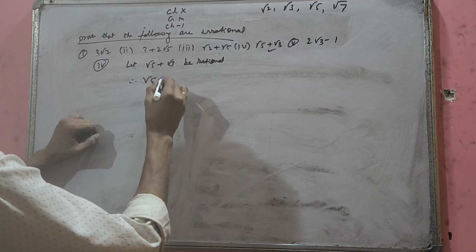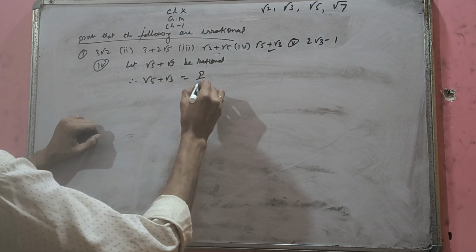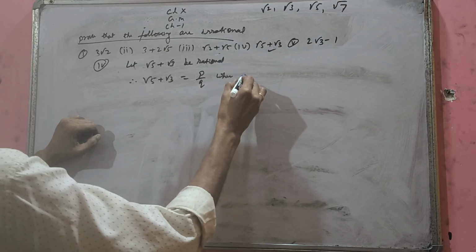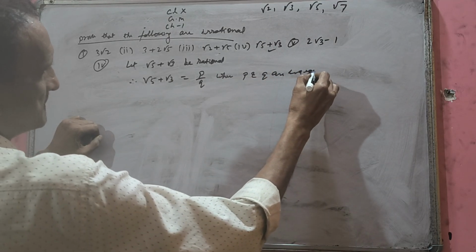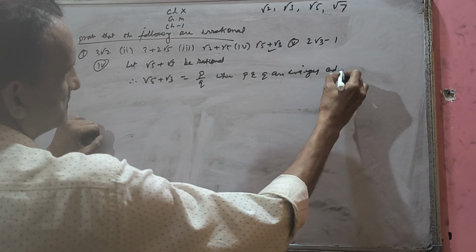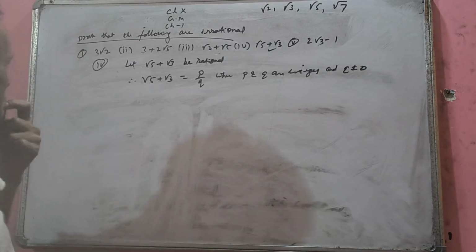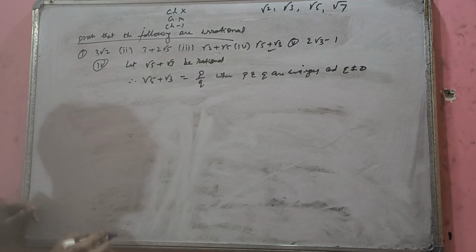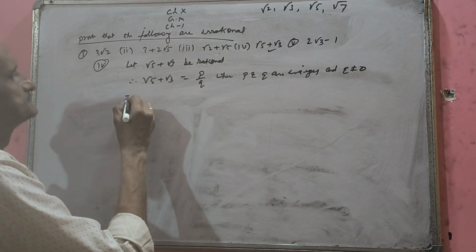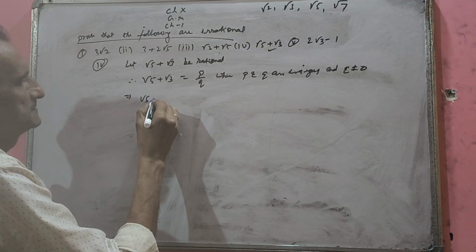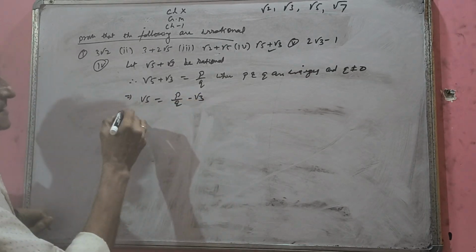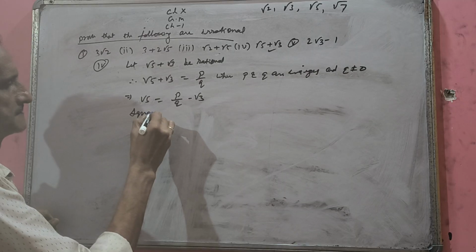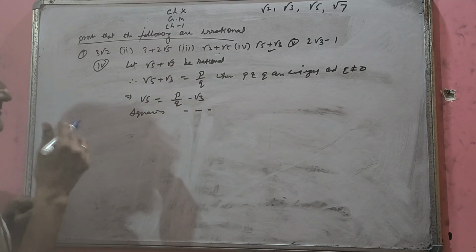Therefore root 5 plus root 3 can be p by q, where p and q are integers and q is not equal to 0. Now transpose that side. Root 5 is equal to what will we get? p by q minus root 3. Now squaring on both sides. What will we get here?